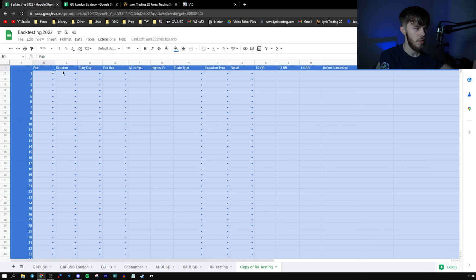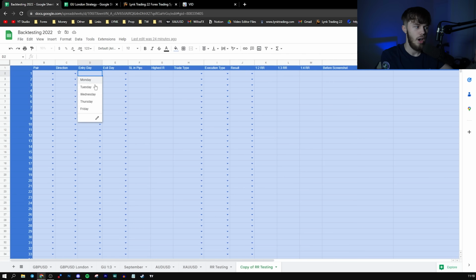We've got pair, that's quite self-explanatory. Direction, this is either long or short, so I'll be buying or selling. Entry day and exit day. This is one part of people's trading which they just neglect. Why would I try and trade a day where I don't actually find any setups?